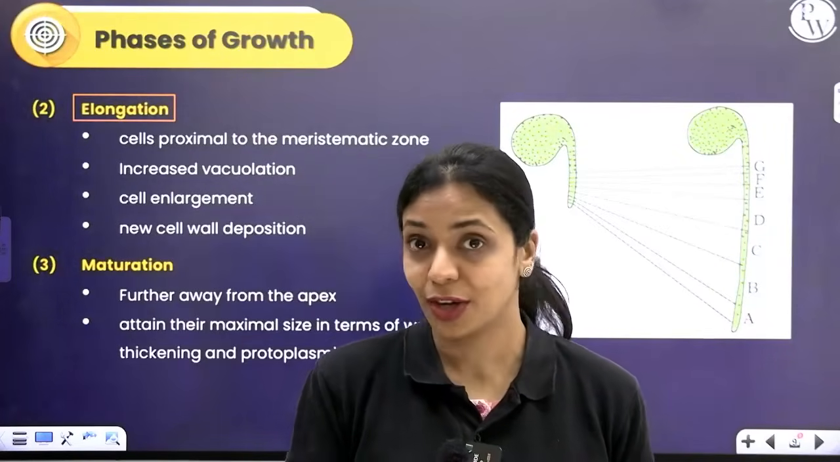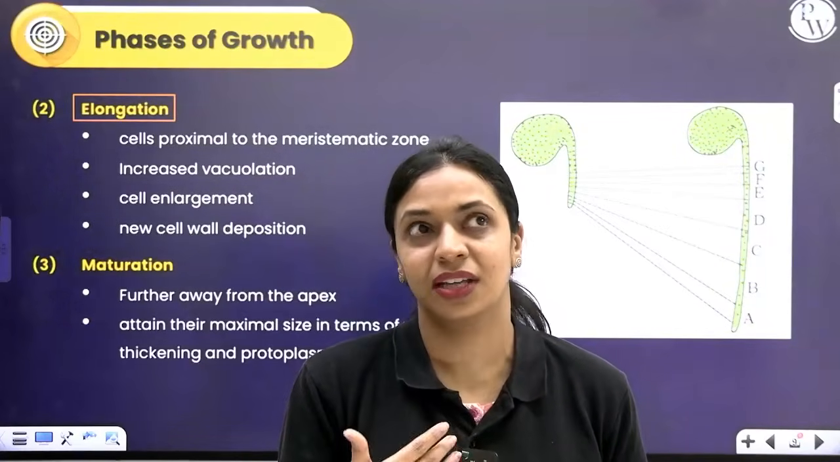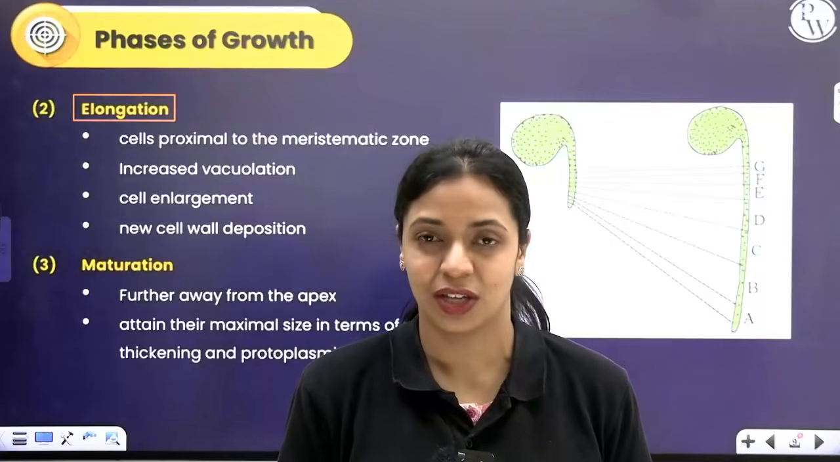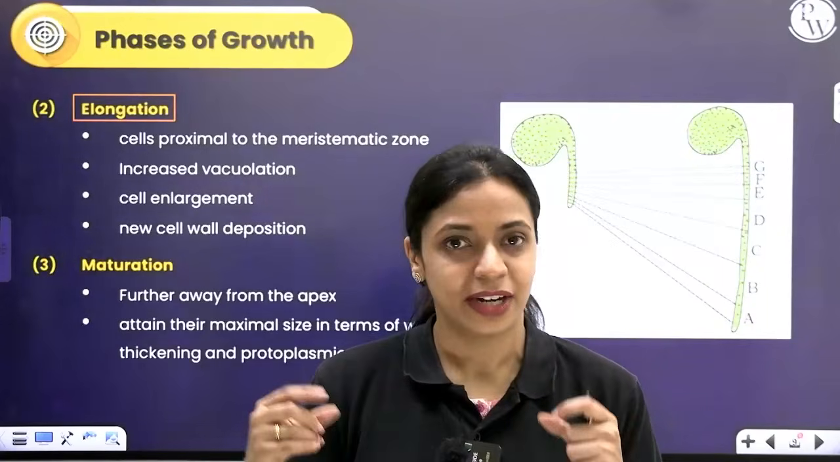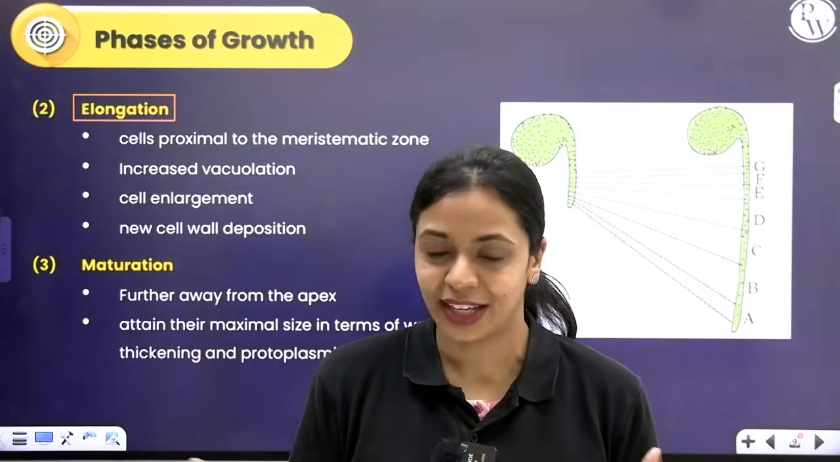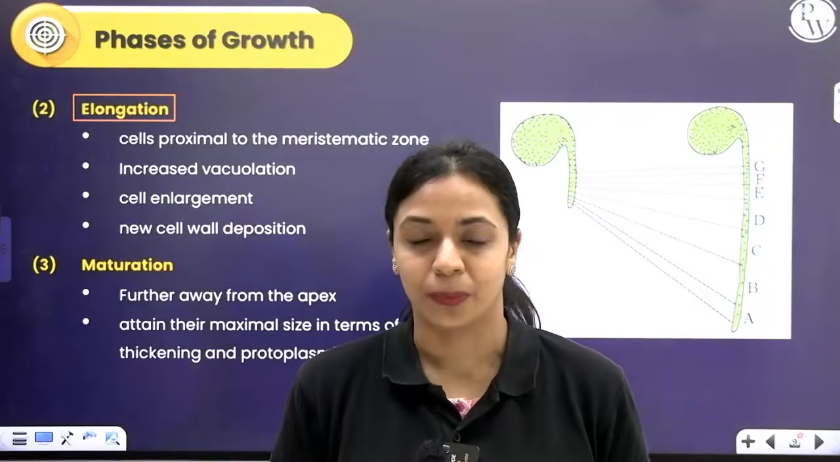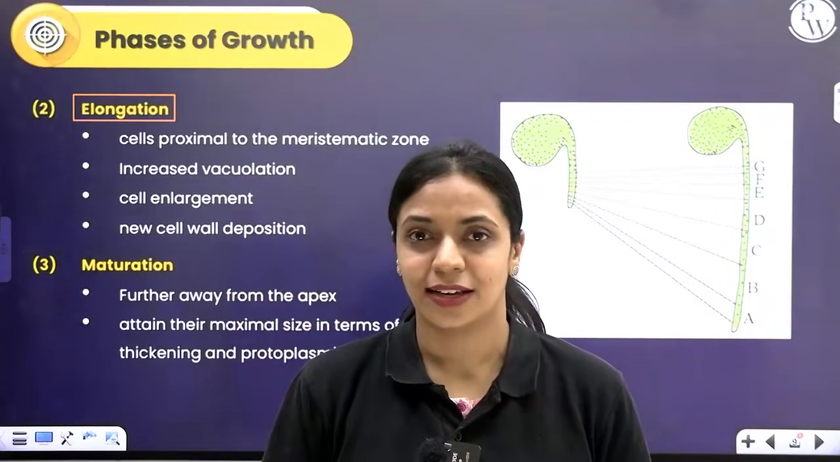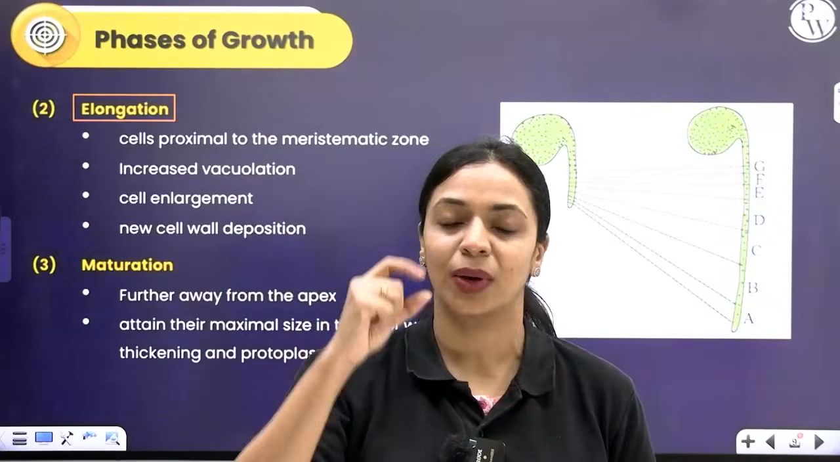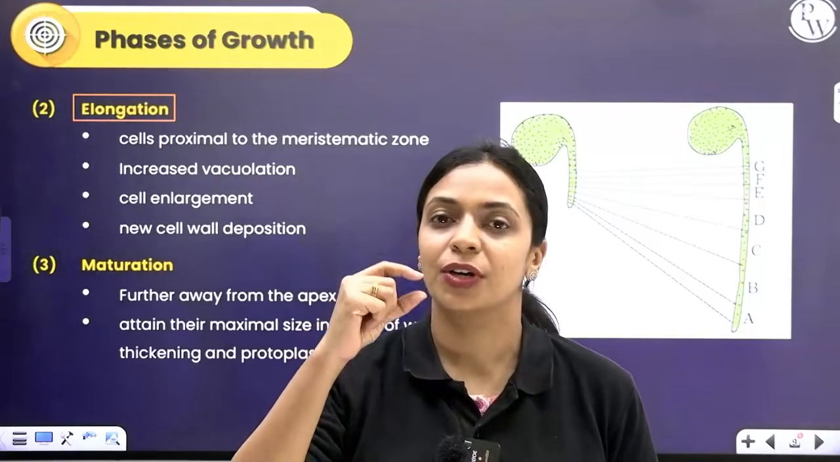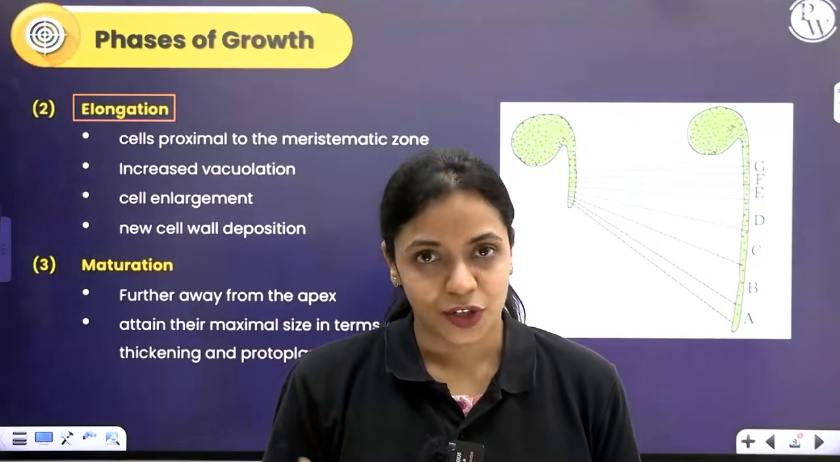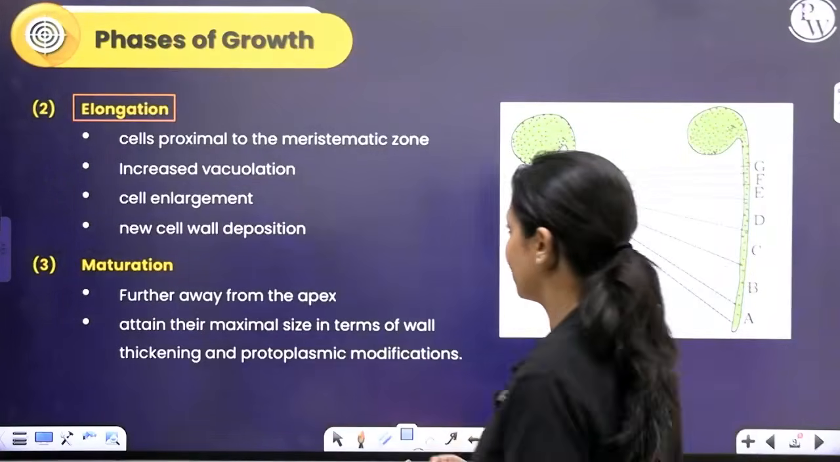At this time, remember I told you when they were meristematic, they weren't growing in size that much. They were growing a little bit in size, dividing all the time. Now that they're not dividing anymore, they have some time to grow. And they will grow in the longitudinal axis, so the cells will start appearing to elongate. As the cells appear to elongate, vacuolation, the formation of vacuole, also will happen.